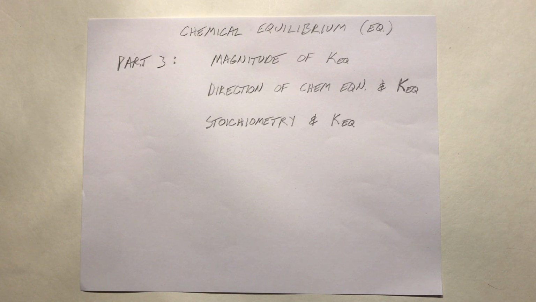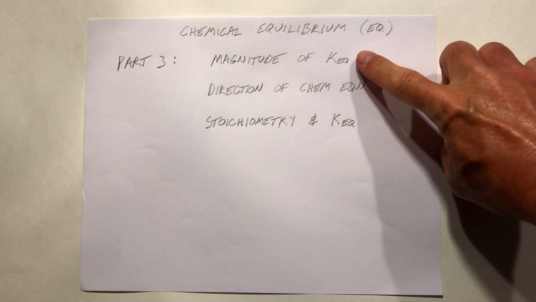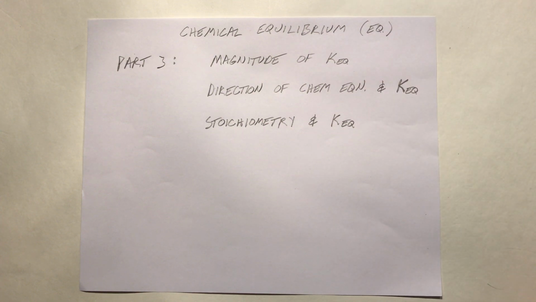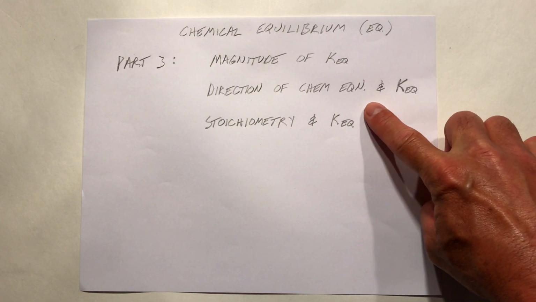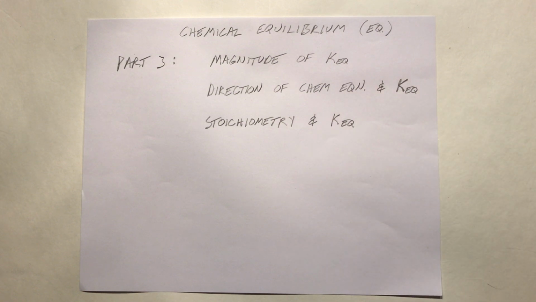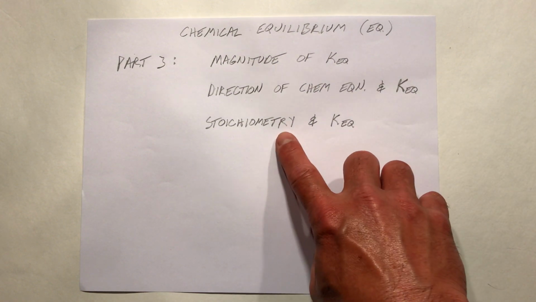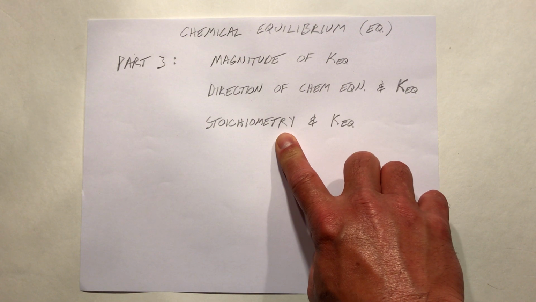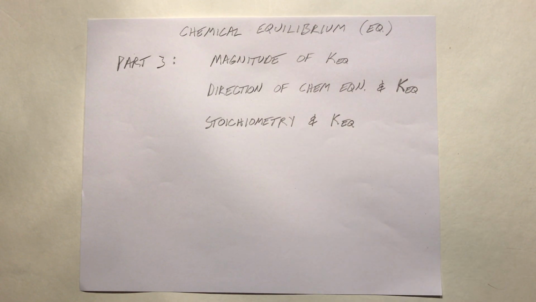Chemical Equilibrium, Part 3. We're going to take a look at the magnitude of Keq and what that tells us about the reaction. We're going to take a look at the direction of the chemical equation and how that affects Keq. And we're going to take a look at several aspects involving the stoichiometry of the reaction and Keq.